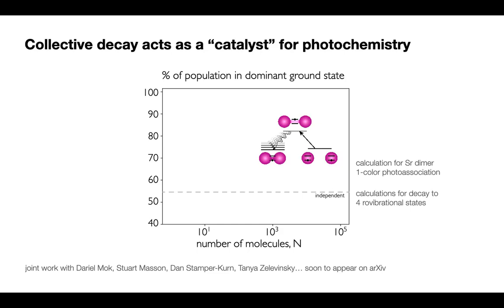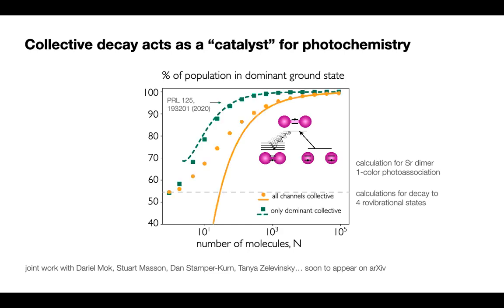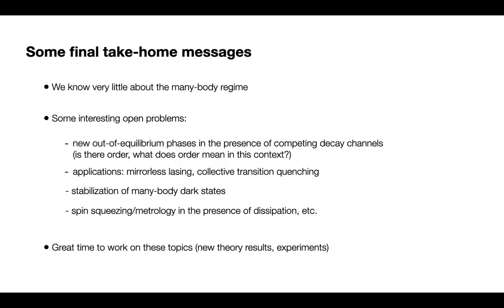And then we applied our tools to this problem. And we found that if only one dominant channel is collective, so if, for instance, you just address this channel with a cavity, all the population ends up in the dominant ground state as the number of particles increases. This was actually shown in a recent PRL. And this is this green line. But even if all channels are collective, the same thing happens. And that may matter in free space, in a broadband cavity, and in a waveguide. Okay, so hopefully this will soon appear on arXiv.